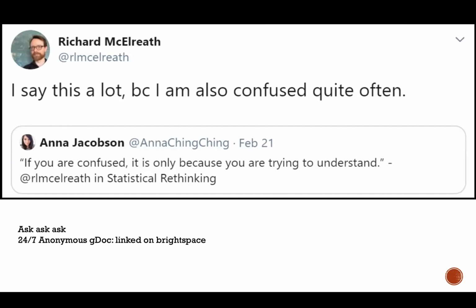Ask in class and lectures, especially via email, but also there is an anonymous Google Doc that's linked on Brightspace. People in previous years have found it very useful also to ask very basic questions that they would call stupid without losing face. Use it, right? I'm gonna check it pseudo regularly and answer questions or take them up in class.